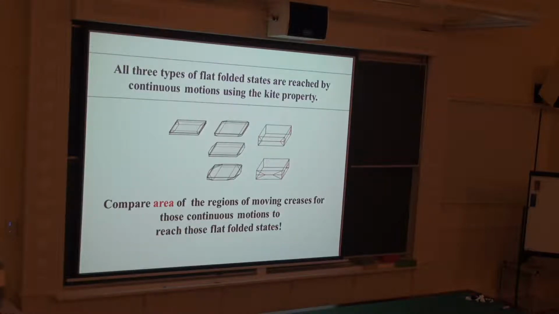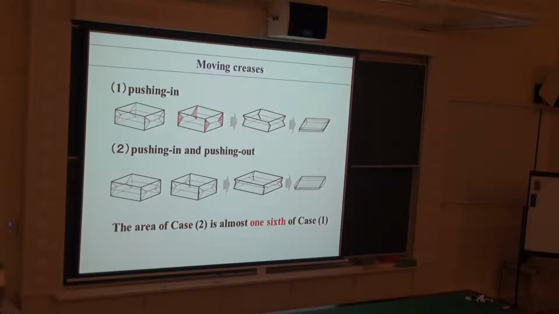If we compare the area of the regions of moving creases for those continuous motions to reach those flat folded states, then if we push in all sides, it means folding all four faces into halves. Then they will have a collision. So at that time we will use the kite property to fold one of the faces each time.